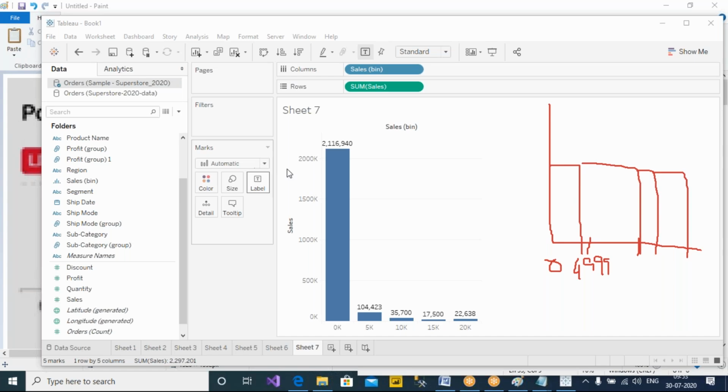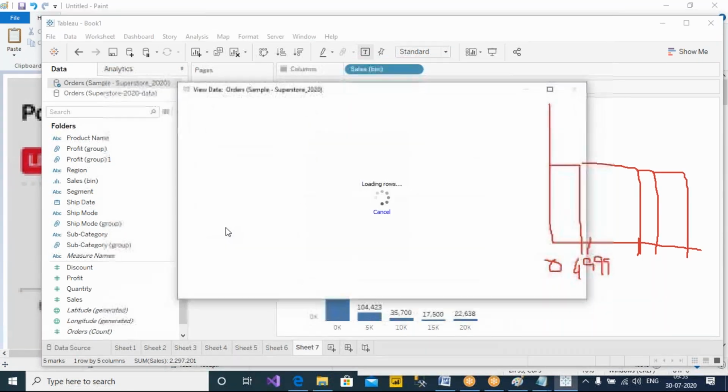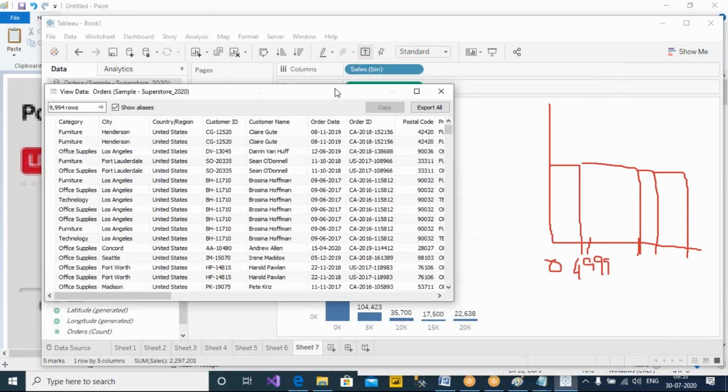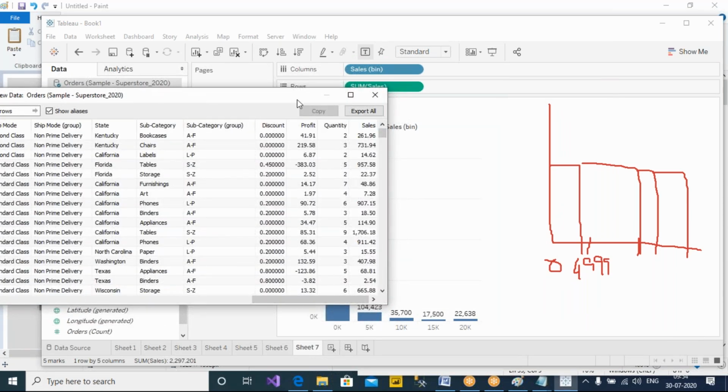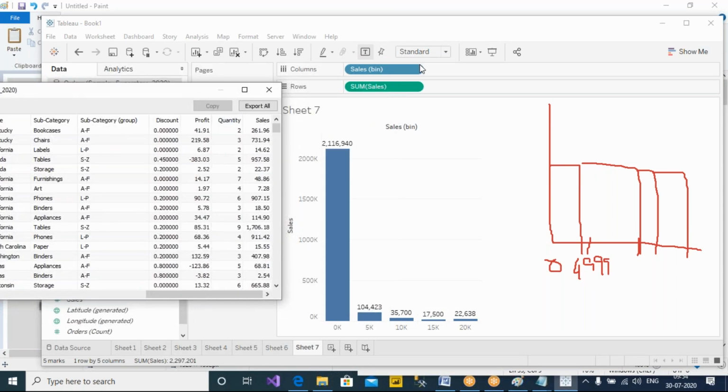And how are the values coming up here? Take the table and go to the sales column. 266. Is 266 between 0 and 5,000? Yes, this value goes inside. 731 inside. 14 in this. 957 this. 22 this one. So like that, every value, where it is going, it is just adding that number here.